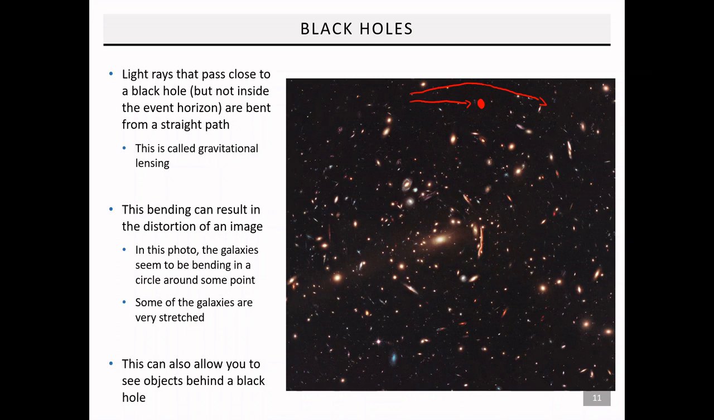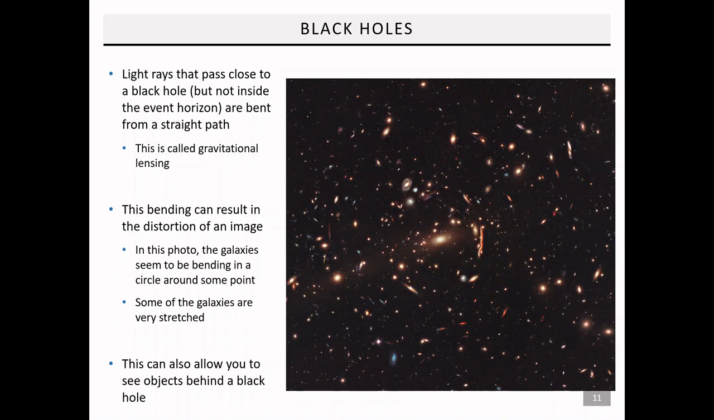We call this gravitational lensing, and we actually have photographic evidence of it, and this is what we see in the picture here. If you look closely at all the galaxies in this picture, you can see that many of them seem to be bending around some central location. You have one here that's very much stretched out. And if I trace a bunch of these, you can see that it looks like they're all circling some central location. I don't know, maybe somewhere around here. What's happening here is gravitational lensing.